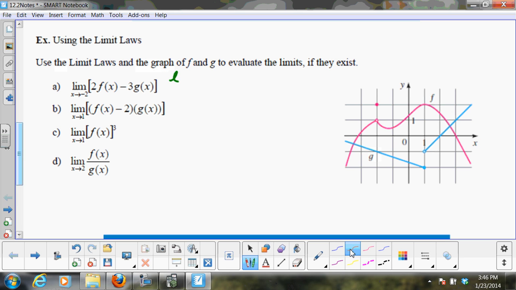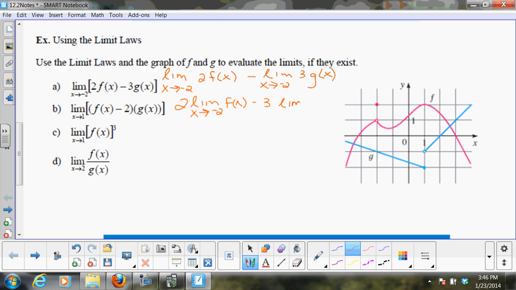Let me write it skinnier. So I'm going to do the limit as x is approaching -2 of 2f of x, and then the limit as x is approaching -2 of 3g of x. So you can actually take out the scalar as well. So 2 times the limit as x is approaching -2 of f of x minus 3 times the limit as x approaches -2 of g of x.